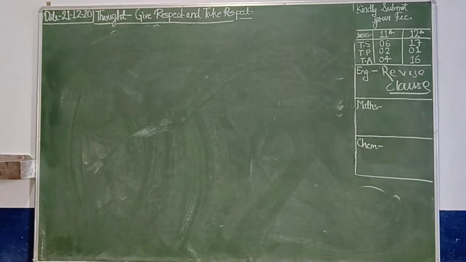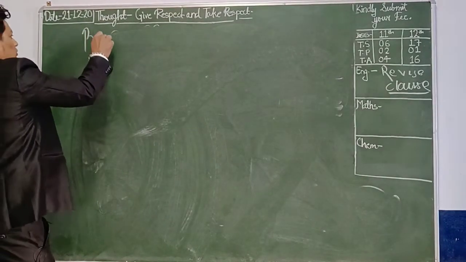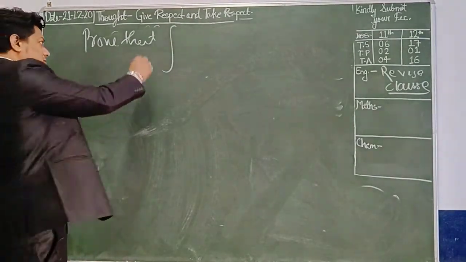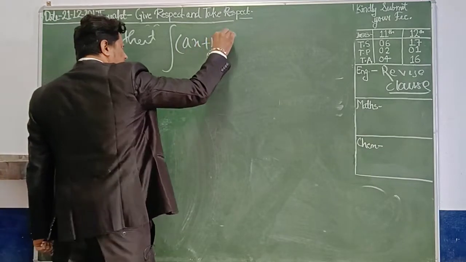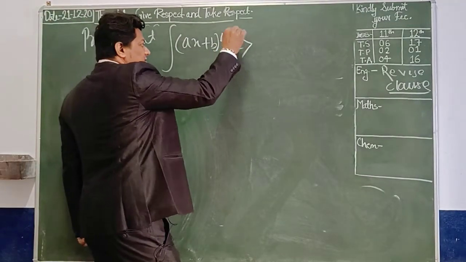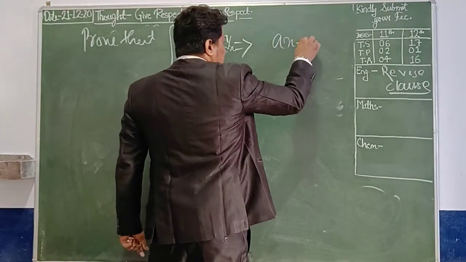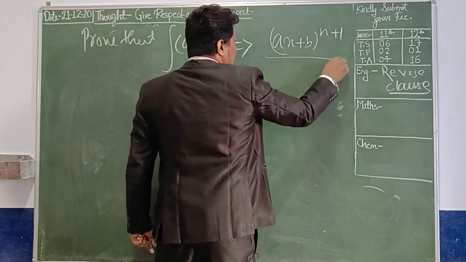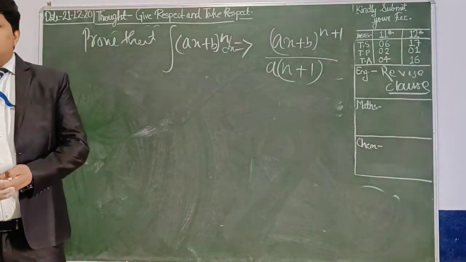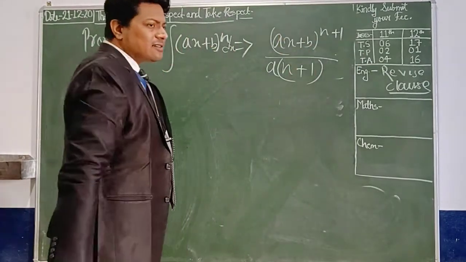Now we have to go for the second theorem. We have to prove that the integration of (ax plus b) power n dx is equal to (ax plus b) power n plus 1 divided by n plus 1 multiplied with a, plus c after integration. Is it clear? We have to prove this one.